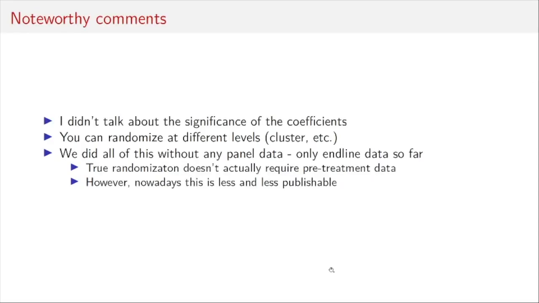Okay, so let us do a little wrap up of what we saw today. Well, first of all, notice that I haven't talked about the significance of coefficients at all. In addition, I didn't talk about how you can randomize at different levels, for instance, with clustered randomization. And finally, let me add that all of this that we did today, we didn't even start talking about panel data. At this point, we only have end-line data, but it is important to realize that with true randomization, we don't actually require pre-treatment data. There are papers that have randomization and only post-treatment data. Nowadays, it's harder and harder to publish papers like that. Most of the time, you're going to need panel data to be convincing.